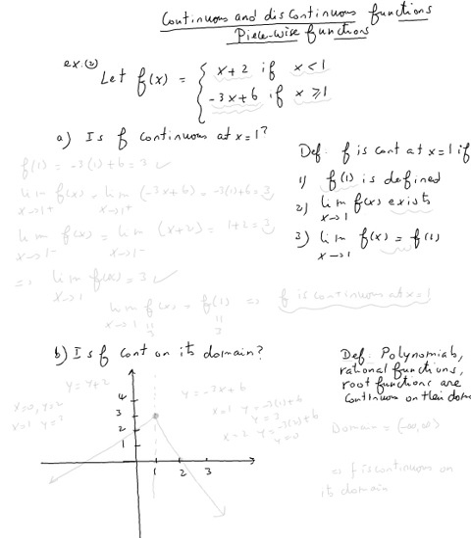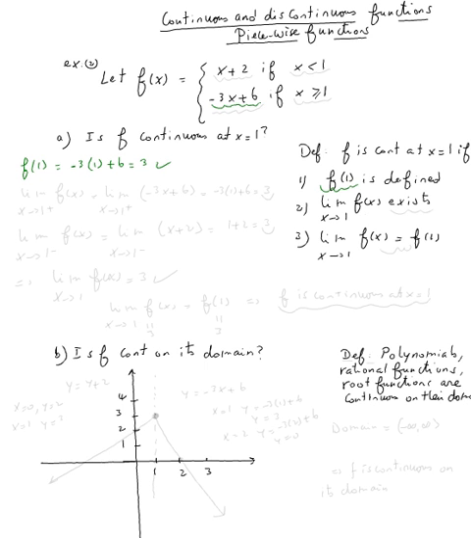Now let's do this example. First we need to know if f is continuous at x equal 1. In other words, we need to check if f of 1 is defined. F of 1: we need to use this function, minus 3x plus 6, because x equal 1 is included there, x is bigger or equal than 1. So plug it in: minus 3 times 1 plus 6, minus 3 plus 6, which is 3. So it is defined because it's equal to a number.